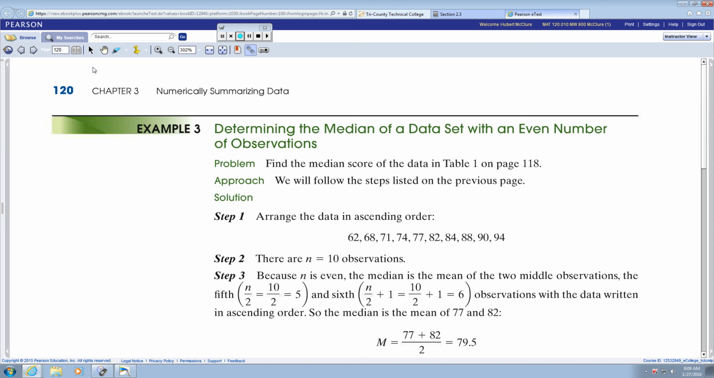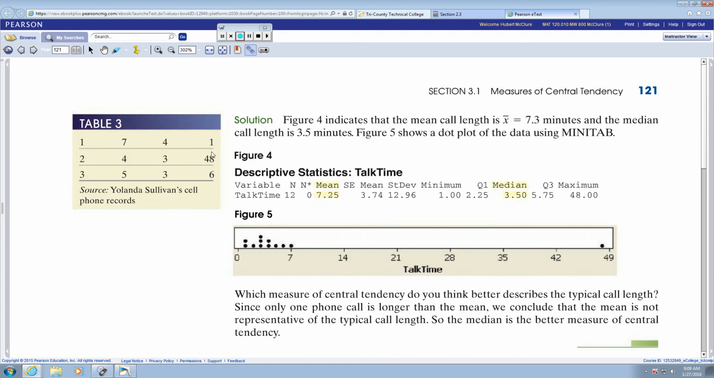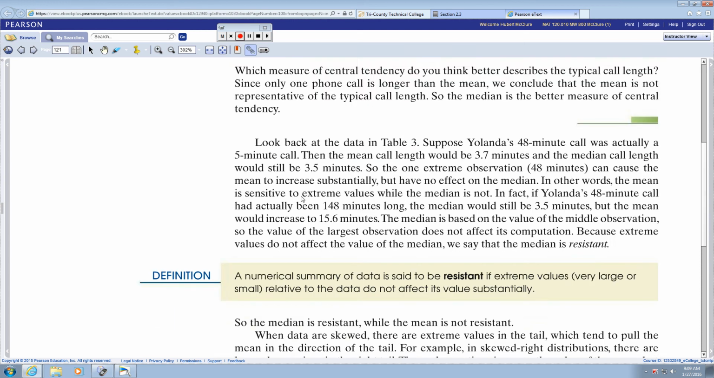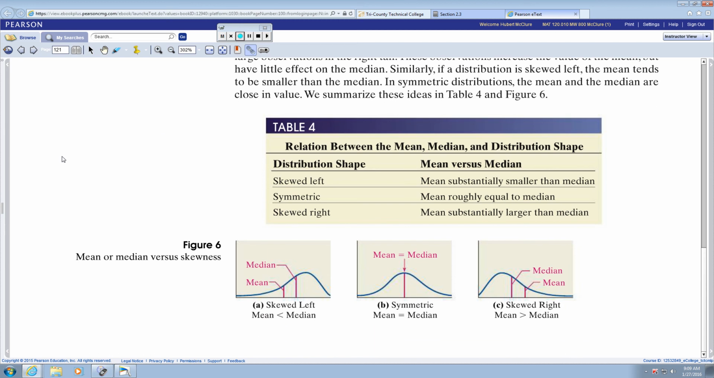Okay, we don't need that. Y'all know how to find the median there. Nothing really important there. Skewed right, yes, right here. You need to know this, and you better write it down because it's going to be on the test. Page 121. It's always the opposite. If most of your data is on the right, that's skewed left. If most of your data is on the left, that's skewed right.